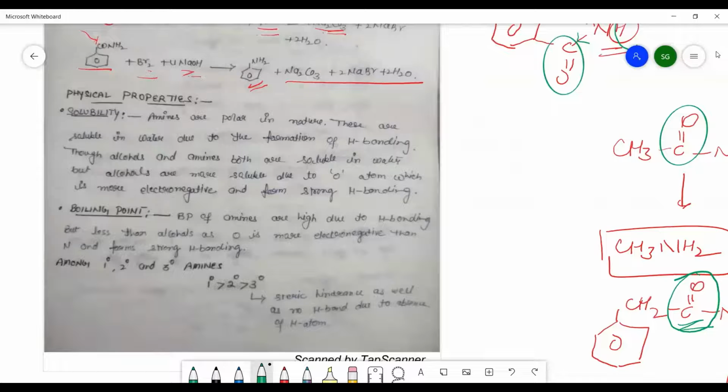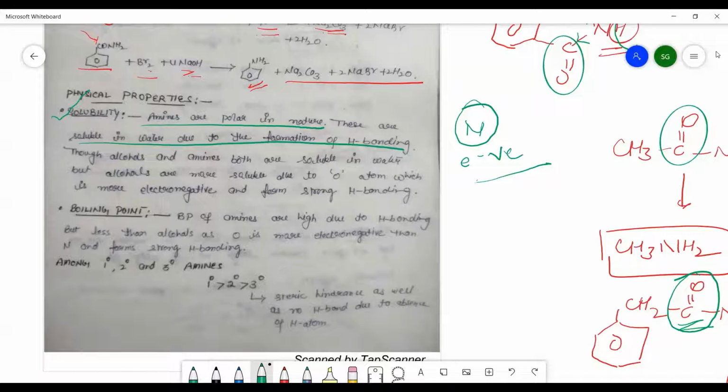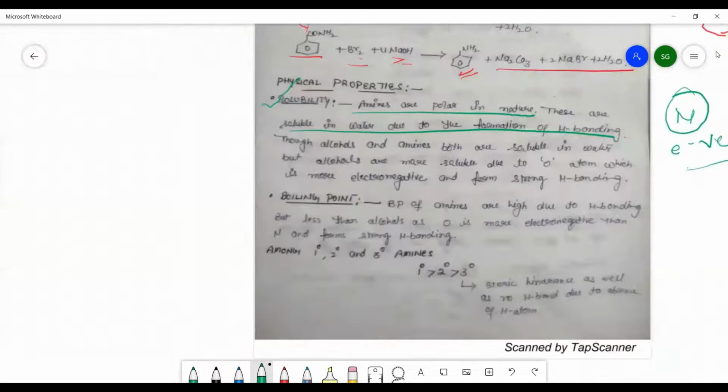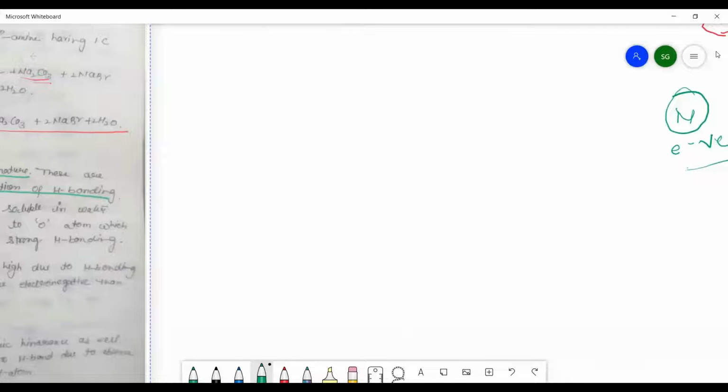Now we will discuss the physical properties of the amines. First of all, we should know what sort of intermolecular force exists between them. Amines are polar in nature, because they have the nitrogen atom, which is electronegative. So amines are polar and soluble in water due to the formation of hydrogen bonding, and this hydrogen bonding leads to the greater solubility of the amines in water. But the lower amines are soluble in water and the higher amines are insoluble; the solubility decreases as there is an increase in the carbon atoms.